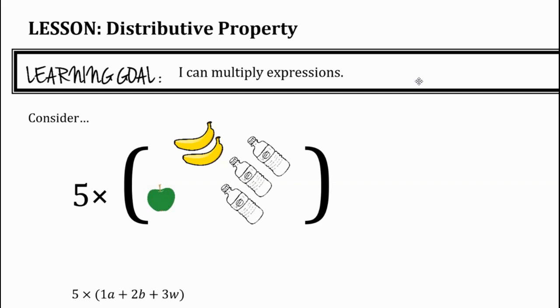That's distributive property, folks. You've got a bag full of 1 apple, 2 bananas, 3 waters, and then you're making up 5 of those bags. So everybody has a proper snack, lunch bag, whatever you want to call it. You got 5 of them. 5 groups of 1, 5 groups of 2, 5 groups of 3.